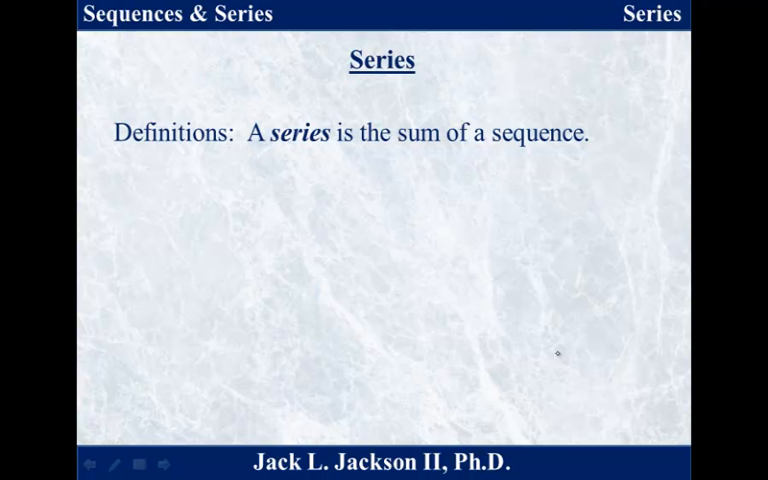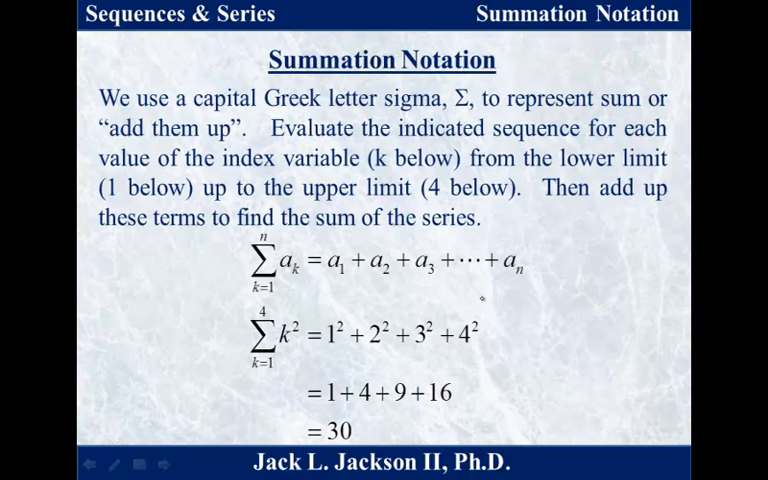A series is the sum of the terms of a sequence. So I'm going to introduce a couple of notations here. One is called summation notation, and that means we're going to use a capital Greek letter sigma to represent sum. Sigma is like a Greek version of an S for sum, which means basically add them up. And so we have this notation here, the sum from k equals 1 to n of a sub k means you take k, let it be 1, so that would be a1, and then k is 2, and 3, and 4, and 5, and so forth, up to the top number of n, and then you add those up.